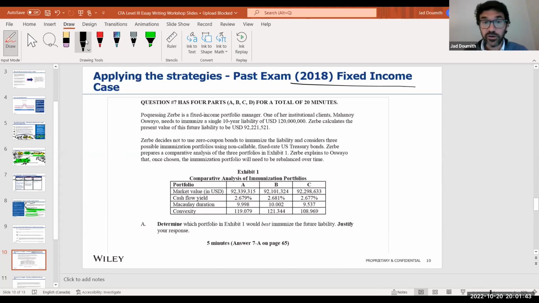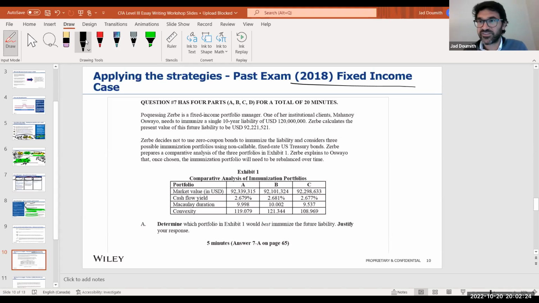So first, you can quickly read the question. So I have the given and I have a question. Determine which portfolio in Exhibit 1 would best immunize the future liability. Justify your response. Now, before I start reading the given, I have channeled, guys, my thought process. I know what concept is tested. I know that what I'm looking for now is a portfolio that will immunize a liability. So when I'm reading, I know that I'm carefully only selecting the information that is relevant to immunization of a future liability.